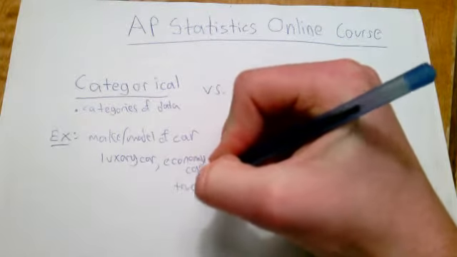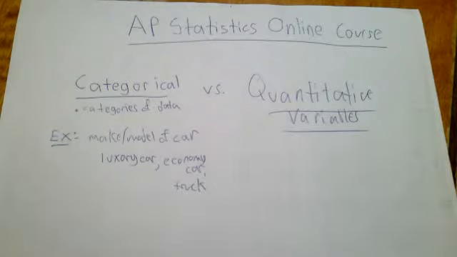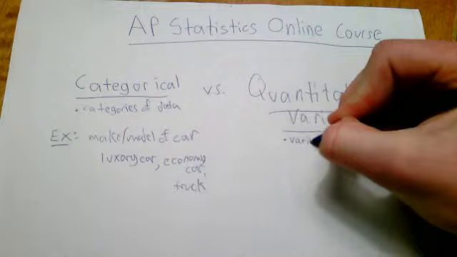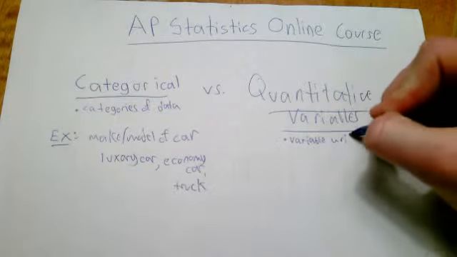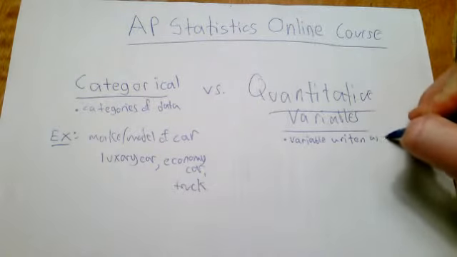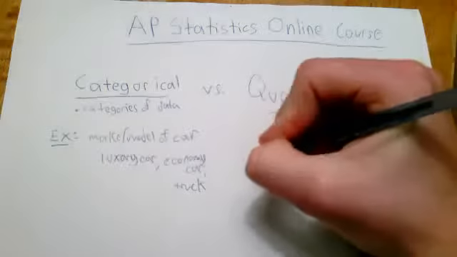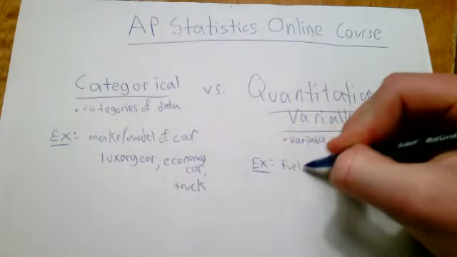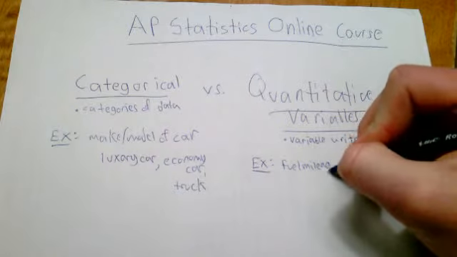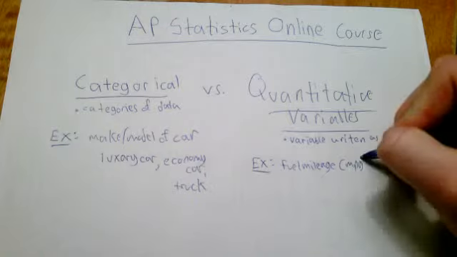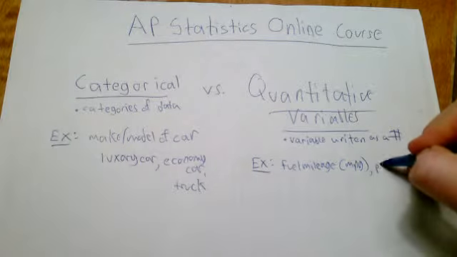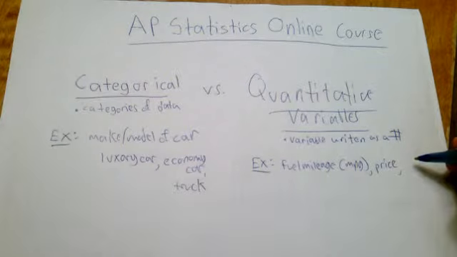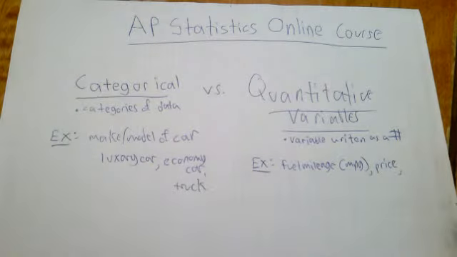a truck. Whereas a quantitative variable is a variable written as a number. It has to be able to be quantified or written as a number. Examples, if you want to stick with cars here, you could do fuel mileage, usually written in miles per gallon, abbreviated MPG, as well as price, because these are all numbers, not categories. So that goes over the basics.